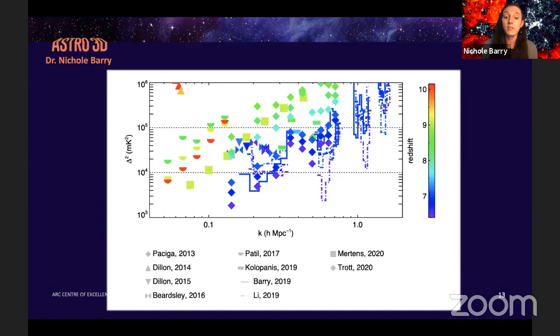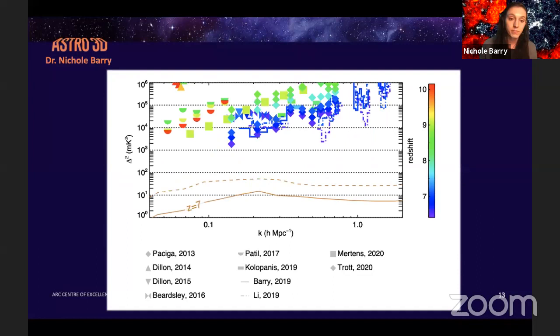Fast forward to today, 2 more papers came out that are further improving upon that limit. In particular, I want to point out Mertens 2020, which is a LOFAR paper, a different instrument. They also improved by about a factor of 10. So we're all improving at roughly the same rate. But we're still orders of magnitude away from the EOR signal, as you can see here.